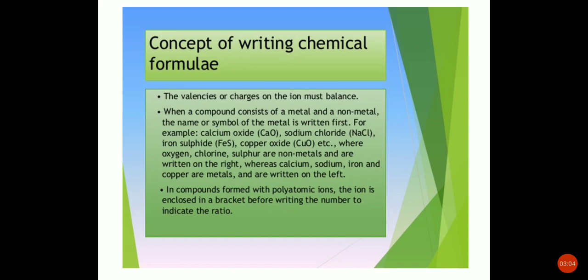So you can see the rules for writing chemical formulae. The valency or charges on the ion must balance. And when a compound is comprised of metal and non-metal, you have to write the name of the metal first. Then you can write the name of the non-metal. Example, calcium oxide, iron sulfide, sodium chloride, copper oxide. In the case of polyatomic ions, you have to enclose the polyatomic ions in a bracket before writing the number to indicate the ratio.